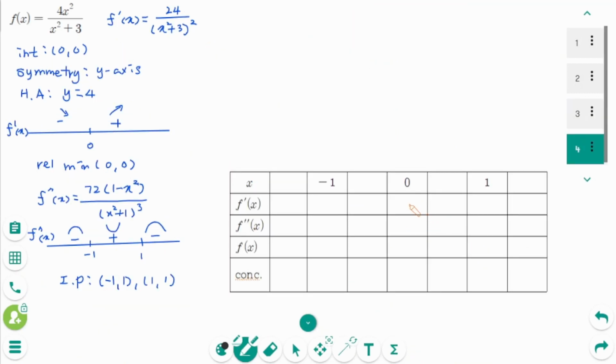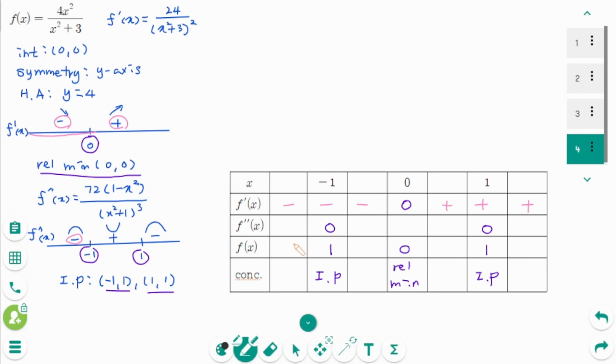F prime of x equals 0 at x equals 0. The relative minimum is 0, 0. This part is negative and positive. F double prime of x equals 0 when x equals minus 1 and 1. And the inflection points are minus 1, 1 and 1, 1.